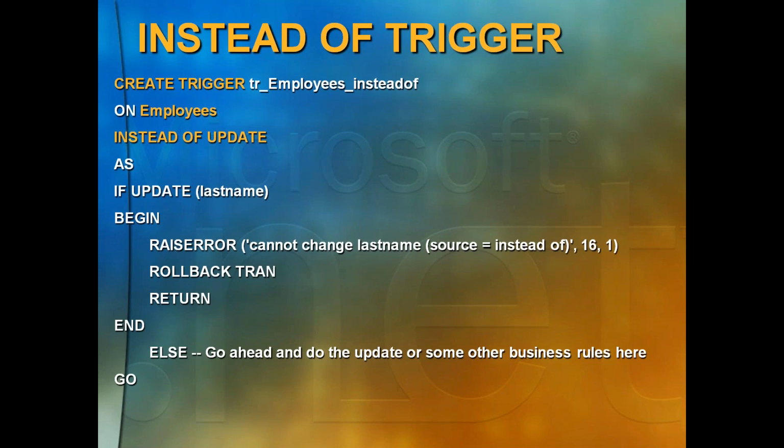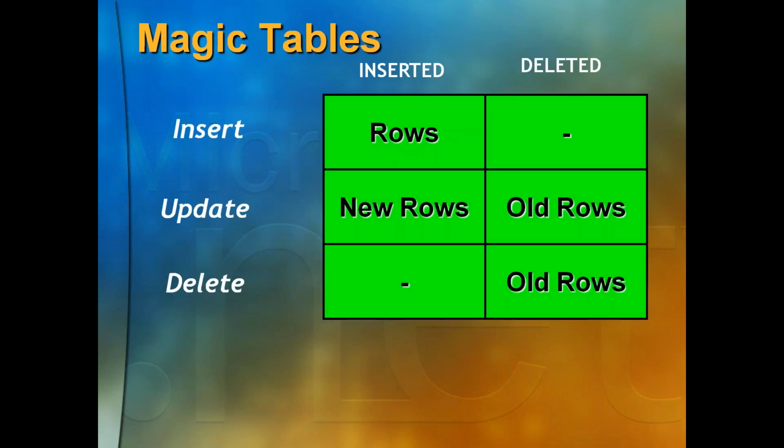You have to think about one more thing: magic tables. When we're talking about triggers, one more concept you should know is magic tables. Whenever you're inserting the data, updating the data, or deleting the data, magic tables are going to be created. The tables are called inserted and deleted. Now let us understand what these are.